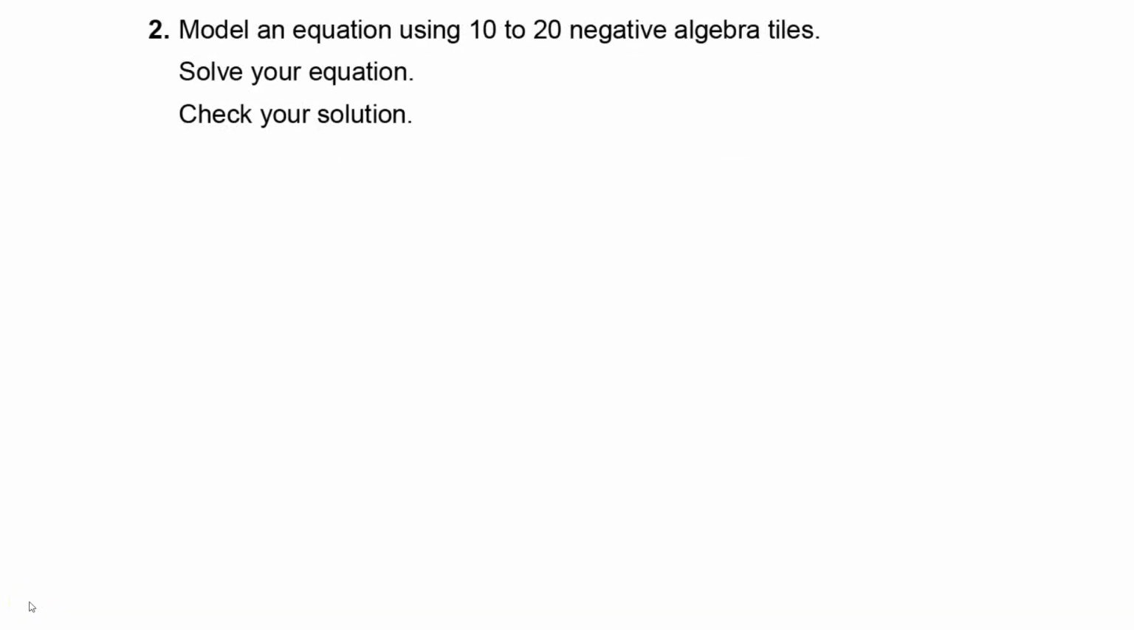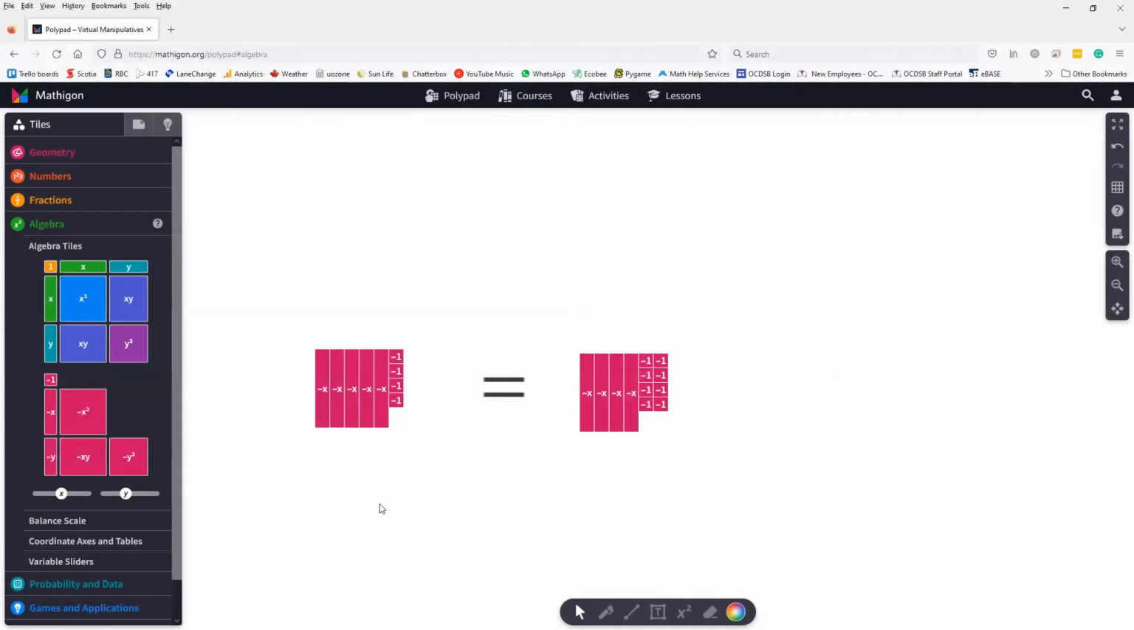The next question asks us to model an equation using 10 to 20 negative algebra tiles. Do the same thing, solve your equation first of all using the model, and then check our solution algebraically. So this time we're working exclusively with negative algebra tiles. Again, we'll go back to PolyPad for this. I've gone ahead and already created the model. I've got here negative 5x minus 4 is going to be equal to negative 4x minus 8.